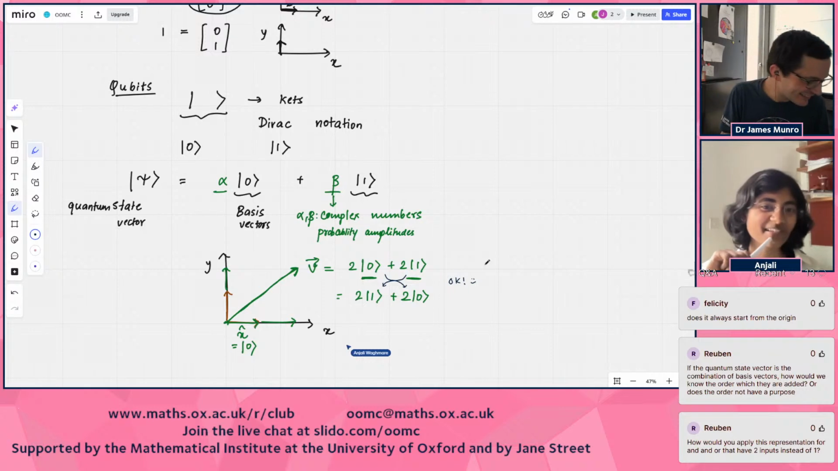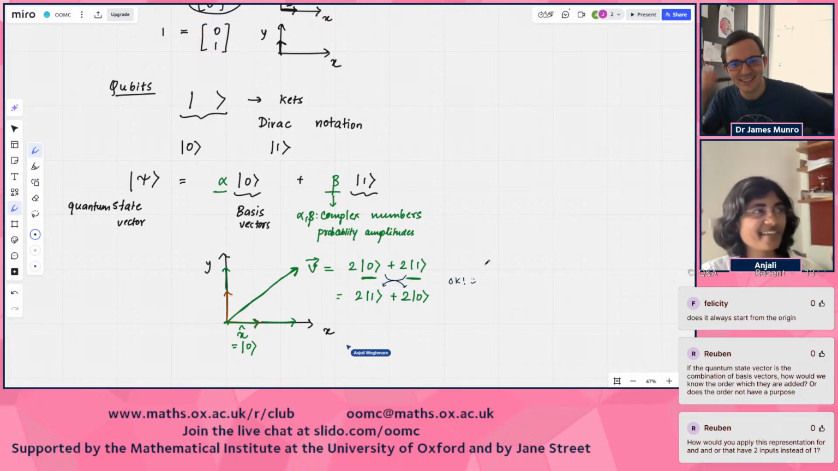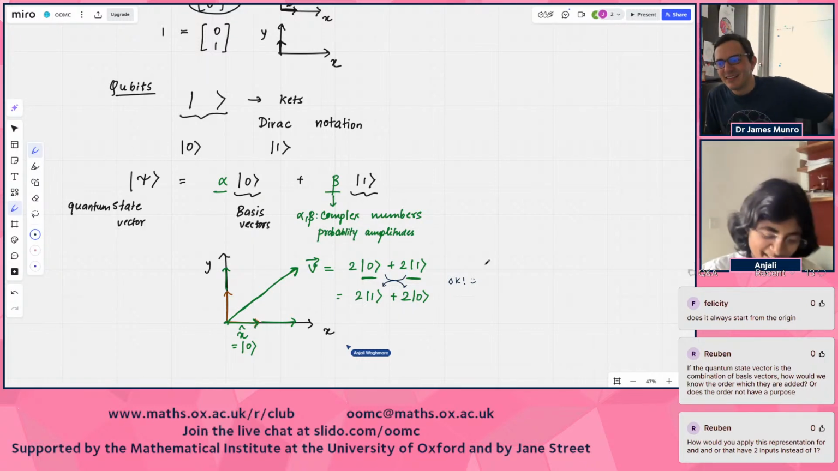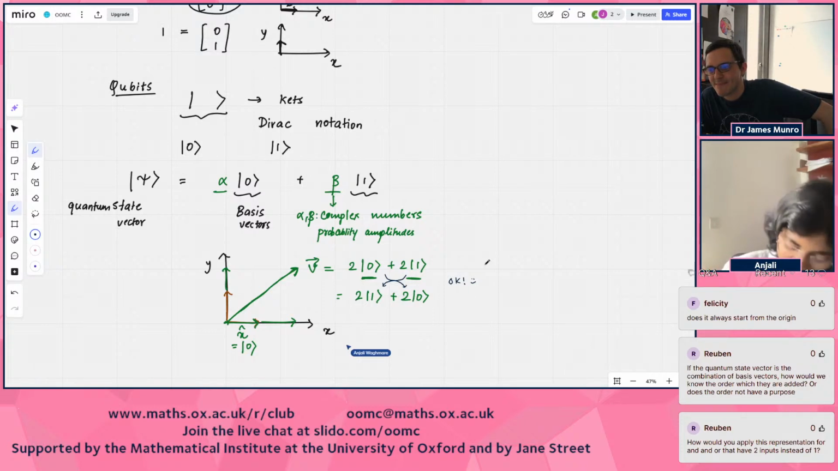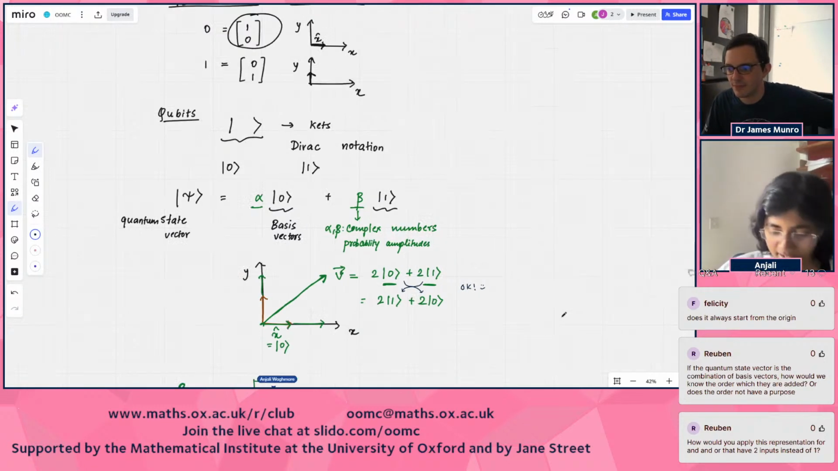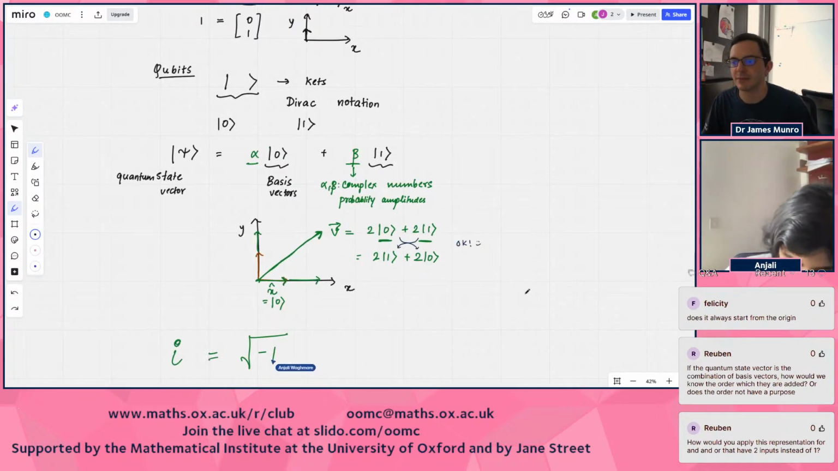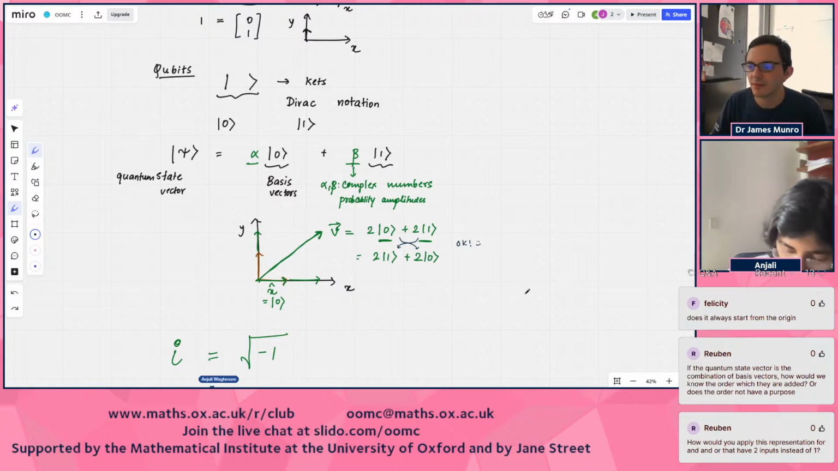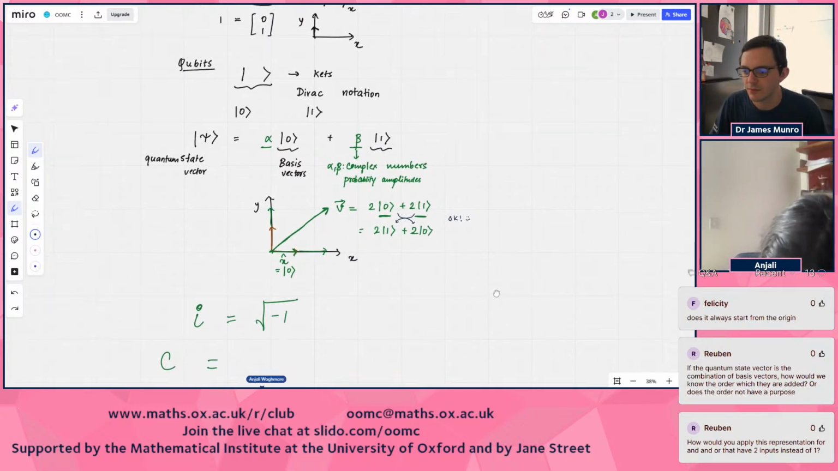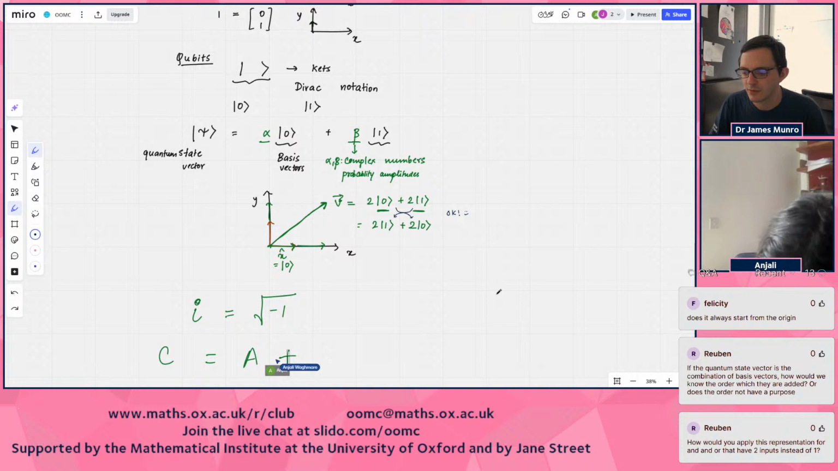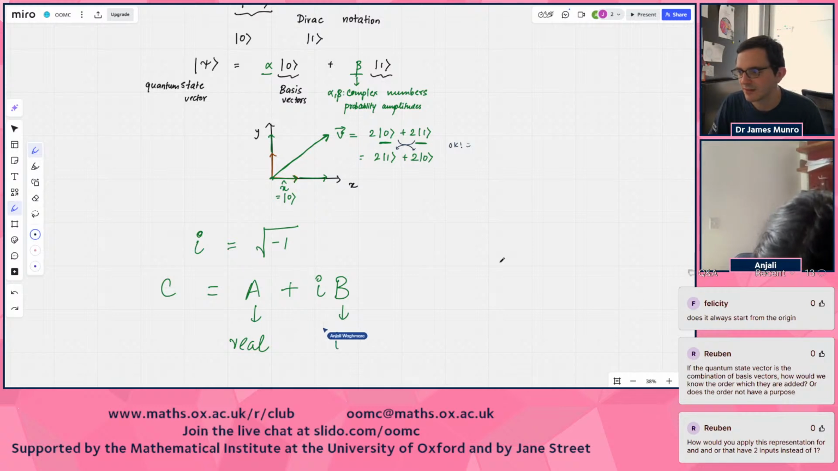Yes, because complex numbers in essence are imaginary numbers, as in they contain a factor of iota, which is the square root of -1. So any complex number, let's call it C, can be written as a real number A plus i times B, where A is the real part and B is the imaginary part.